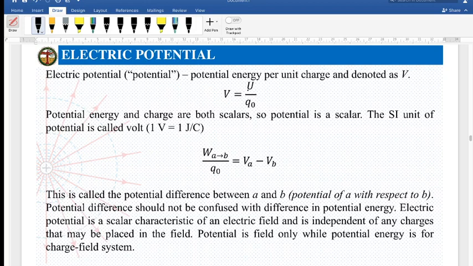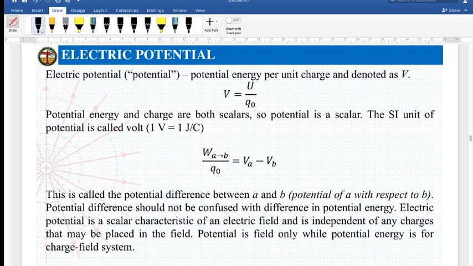And since electric potential energy and charge are both scalars, V is also a scalar quantity. So we will not deal anymore here with the component method, the i hat, j hat. That is only for electric force and for electric field. Here the calculation is straightforward, because the potential is a scalar quantity.